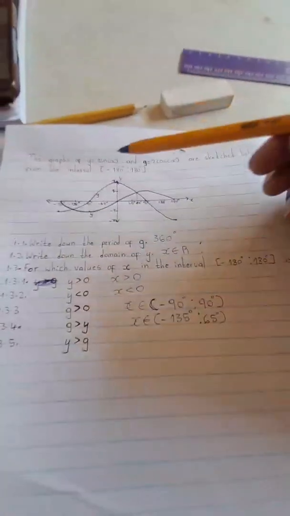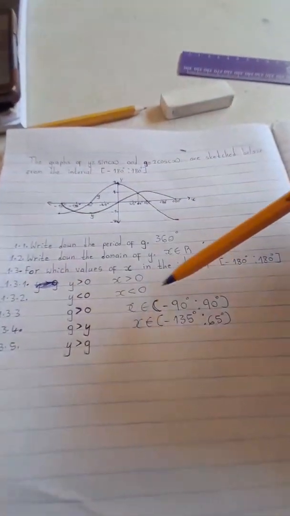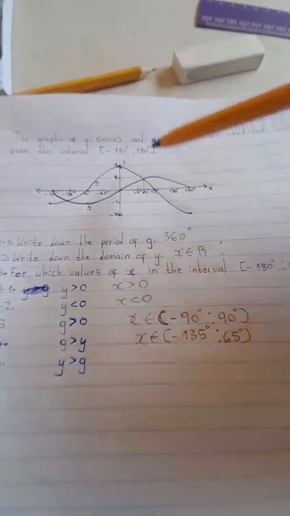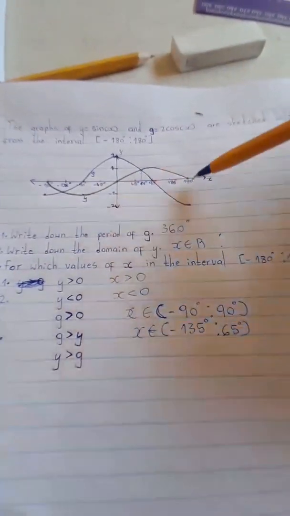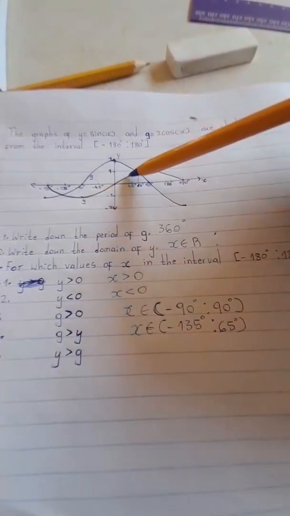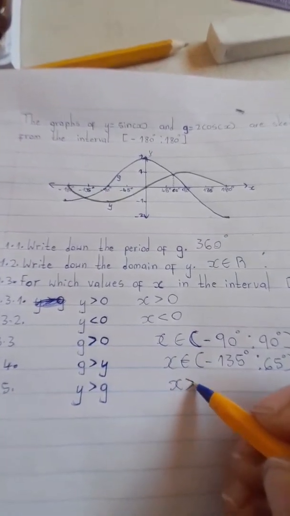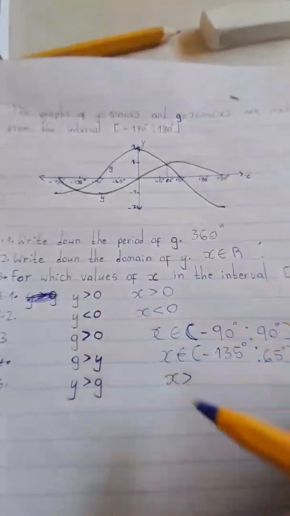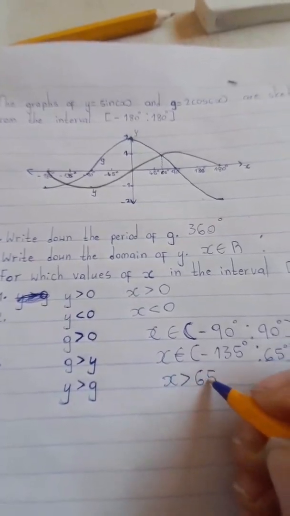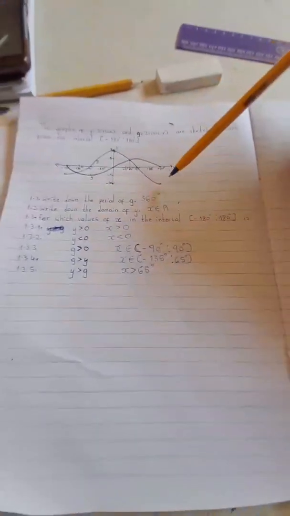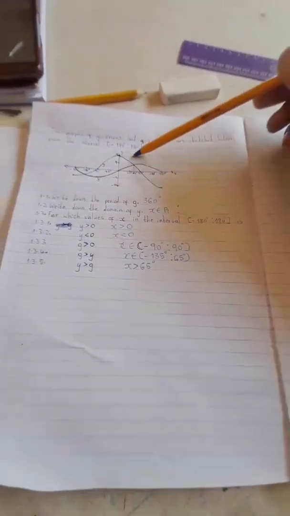Yeah, let's move on. For which values of x is y above g? Y is above g from this portion here, from 65 degrees to 180 degrees. So to answer this question, you just say x is greater than 65 degrees. If you put in values that are greater than 65 degrees only in this interval, you'll get y values here that are greater than the y values you get here for that interval.